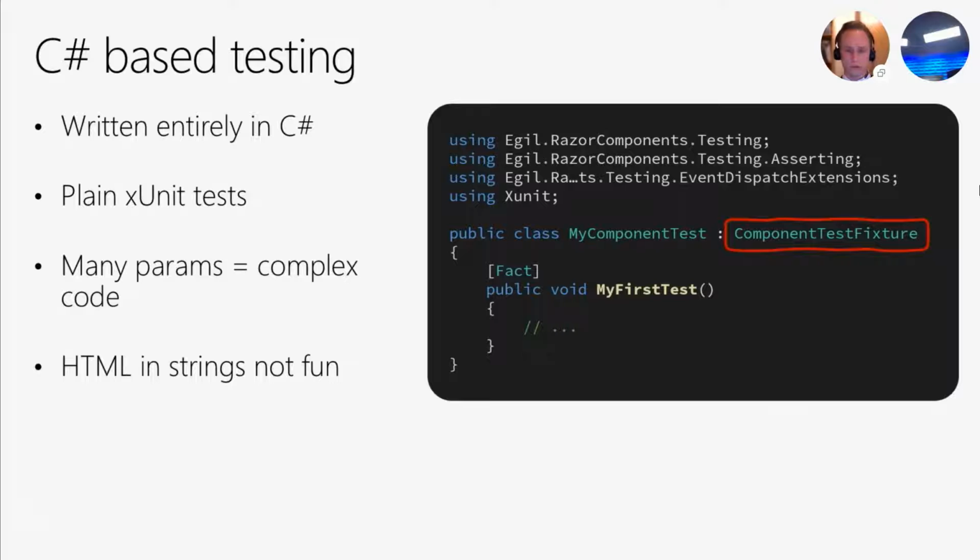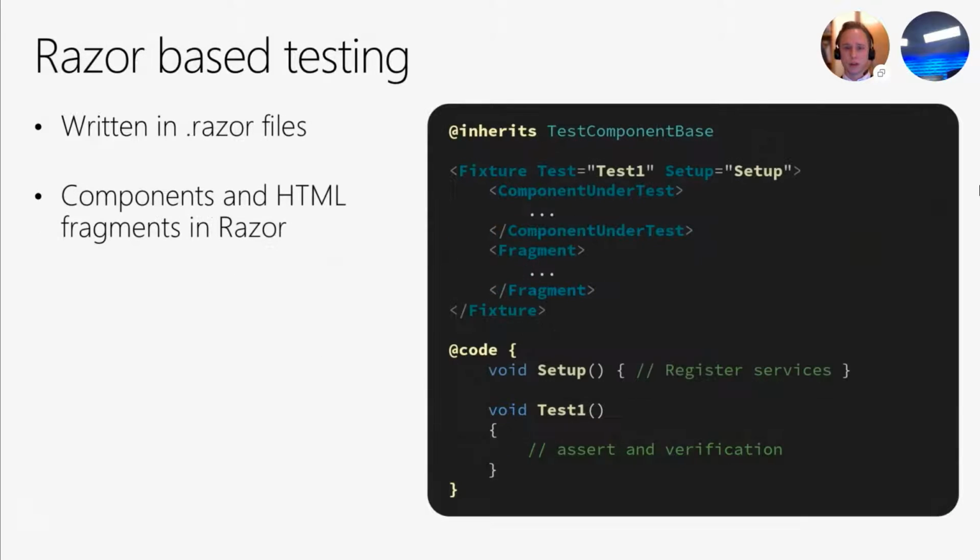On the minus side, even with the helpers, if you have a component that takes a lot of parameters, the code used to render the component can become quite complex and unwieldy, especially if you also have to pass a child component, which also takes a bunch of parameters as input. And writing HTML markup in strings in C# is also not ideal, although string interpolation does make it a bit easier. So an alternative to this is what I call razor-based testing.